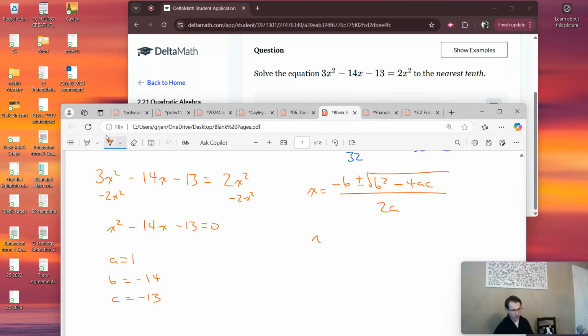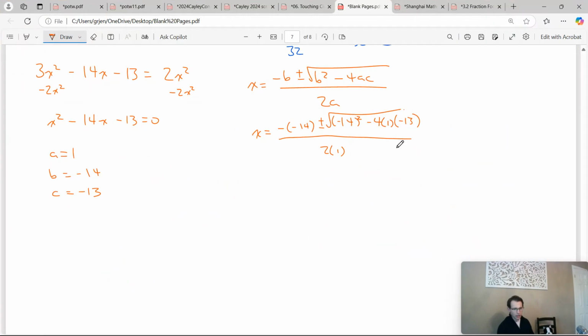So weird. Okay, then we plug in x equals negative 14 plus or minus the square root of 14 squared, in other words, negative 14 squared, which is the same thing, minus 4 times 1 times minus 13, all over 2 times 1. Okay, so then what's next? Then we got x equals 14 plus or minus the square root of 196 plus, because it's minus times minus, plus 52, which is 4 times 13.